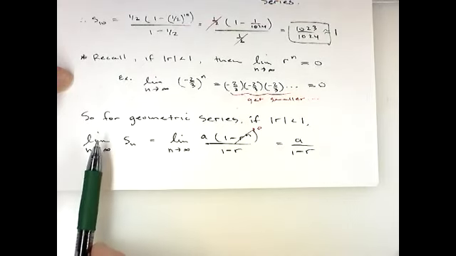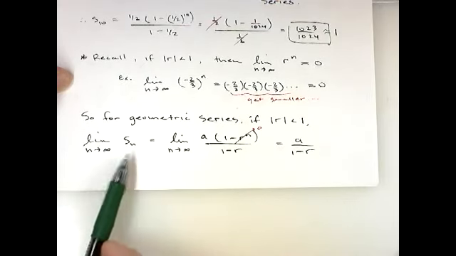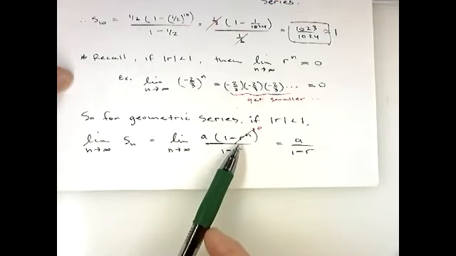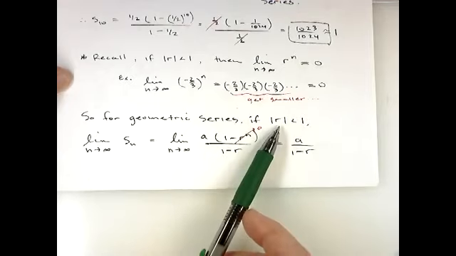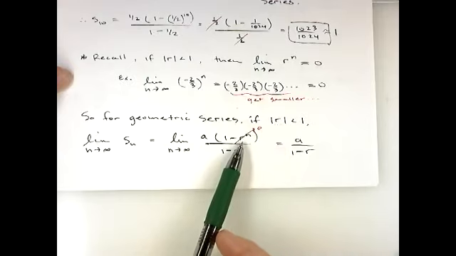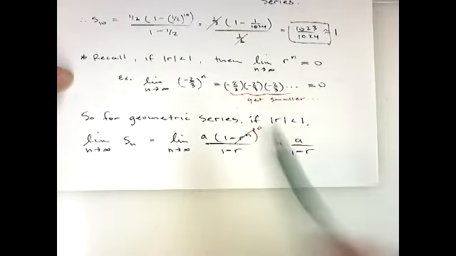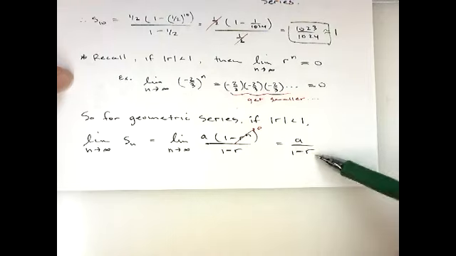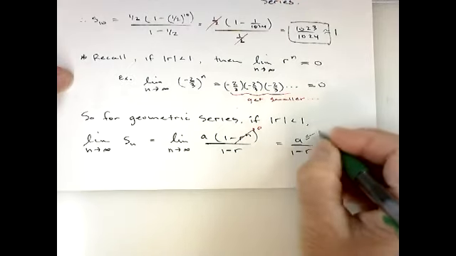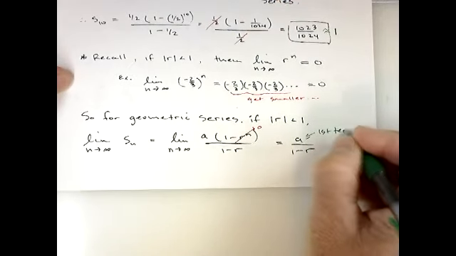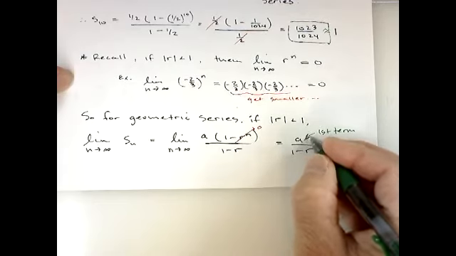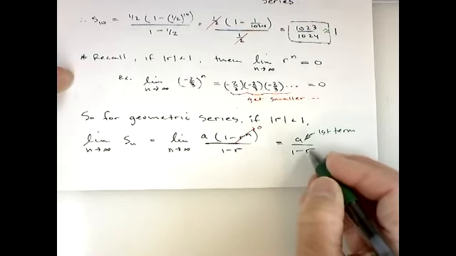So what do we learn from this? If we take our formula for S sub n, take the limit as n goes to infinity, as long as the absolute value of r, of my ratio, is less than 1, that term's going to go away, and it's going to leave me with a over 1 minus r. Remember what a is. It's the first term in my series, divided by 1 minus r.